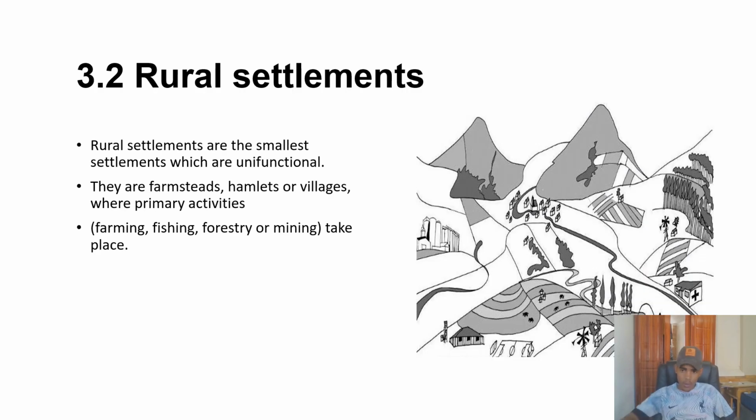What we have is our main topic: rural settlements. Rural settlements are the smallest settlements, which are unifunctional, as we said. They are farmsteads, hamlets, villages where primary activities take place. Remember, when we are talking about primary activities, we are talking about your farming, your fishing, your forestry, your mining. Those are the things that you find in rural settlements as they are unifunctional.